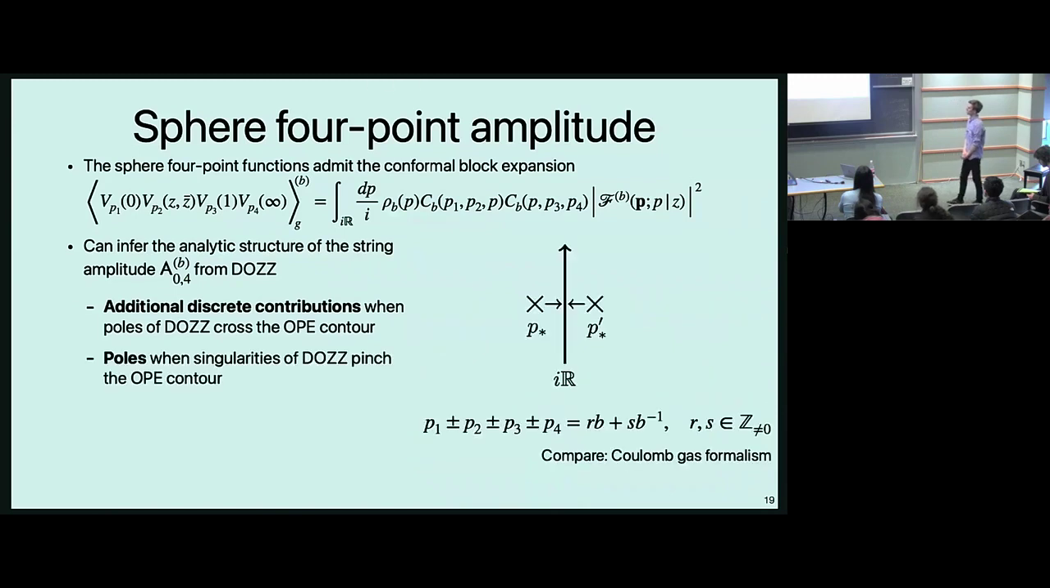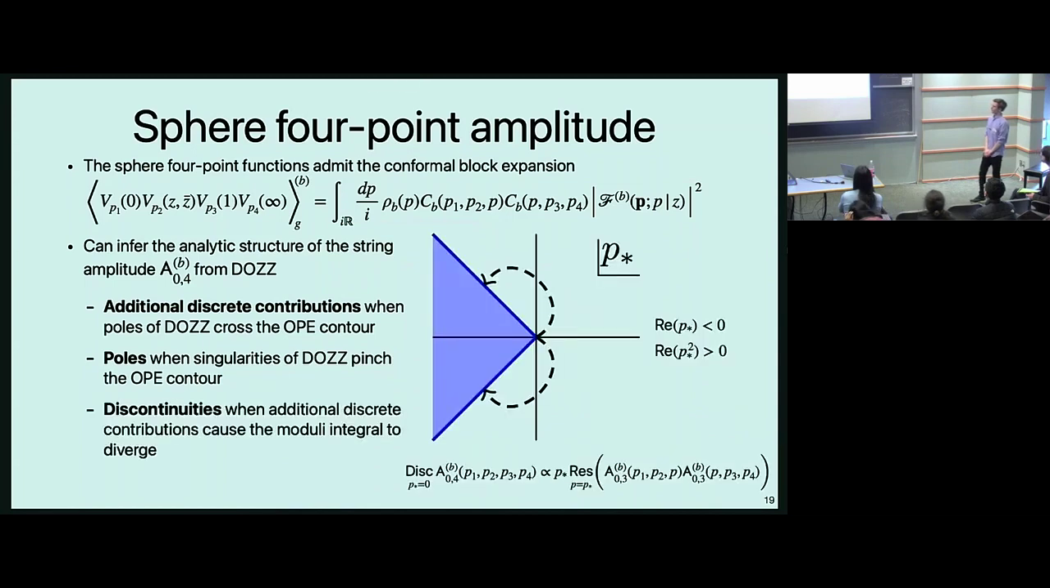Now there can be poles in the full 4-point function when singularities of the DOZZ formulas pinch the contour of integration. And this happens when the 4 momenta saturate some background charge. And to anyone that's ever worked in the Coulomb gas formalism, this condition is probably familiar.